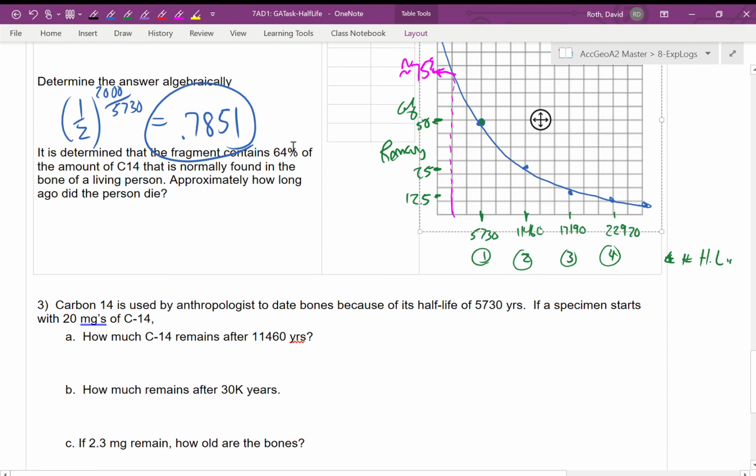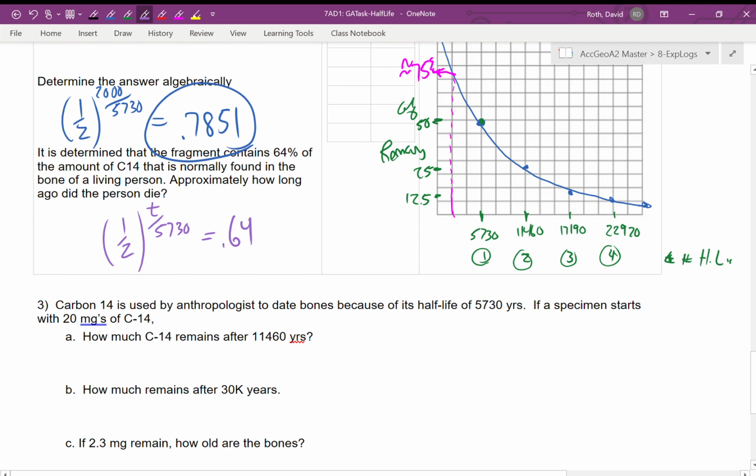Okay. A fragment contains 64% of the carbon-14 that is normally found. How long ago did the person die? Okay, well I can figure that out. I know the left side is 0.64. I don't know what was the equivalent of the 2000 up here. So let me rewrite the above equation. 1/2 to the t over 5730 equals 0.64.